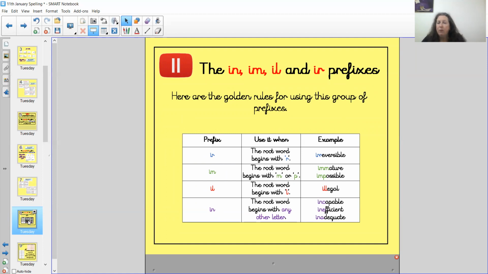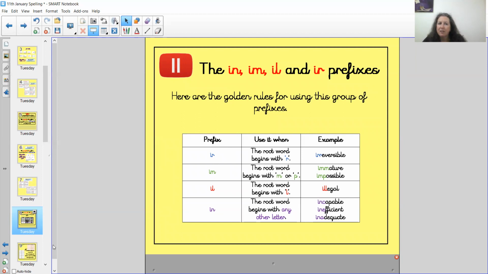Okay. If you are adding il, you add that when the root word begins with the letter L. For example, legal becomes illegal. If you are adding in, you add that if the root word begins with any other letter. So for example, capable is incapable, efficient is inefficient, and adequate is inadequate. Okay, so that is the rule. I'm just going to leave that there paused for you so that you can have a little look at that. I will also put a copy of this on Dojo so that you have this when you're not watching the video, if you want to use that to help.